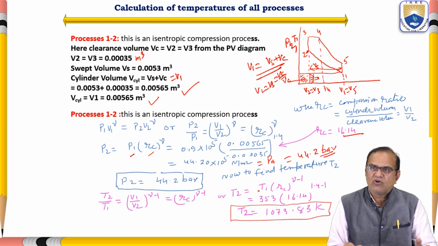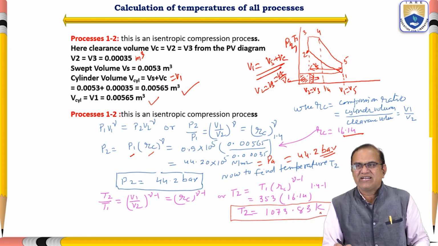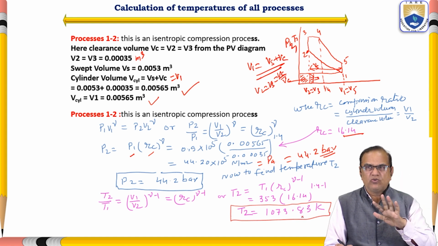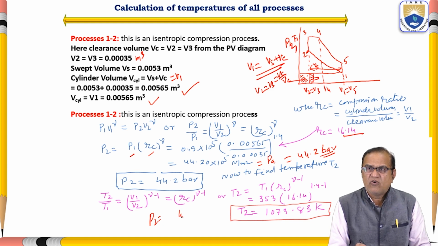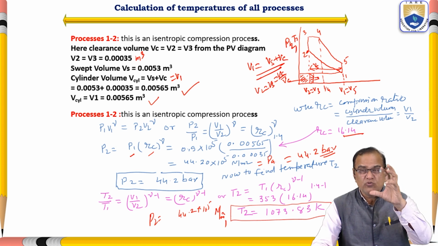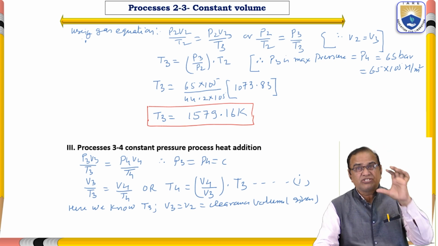So here T2 is equal to T1 times RC to the power 1.4 minus 1, that is 16.14 to the power 0.4. So this calculation will give T2 is equal to 1073.83 Kelvin. So we got the first P2 and T2. P2 we got 44.2 into 10 to the power 5 Newton per meter square, and T2. These two state points for point 2 we have received. Now we will go for the next process, that is the constant volume process.